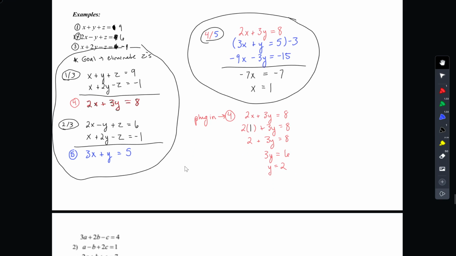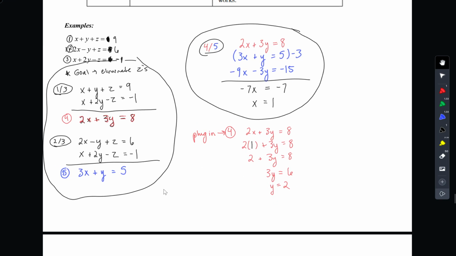So I've got my x, I've got my y, and now I'm going to get my z. Okay, so this is intense, isn't it? Not really. Now to get my z, I need to plug into an equation that has x, y, and z in it. I'll just plug it into one of those equations. Sure, I'll do 1.